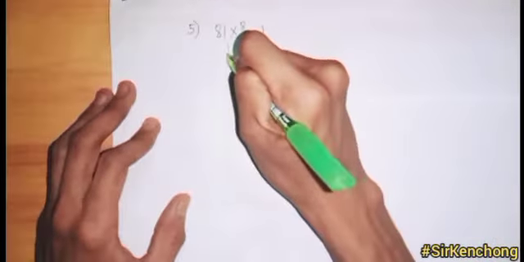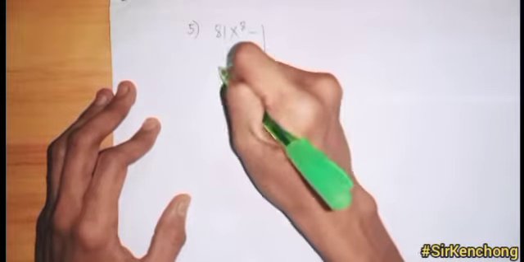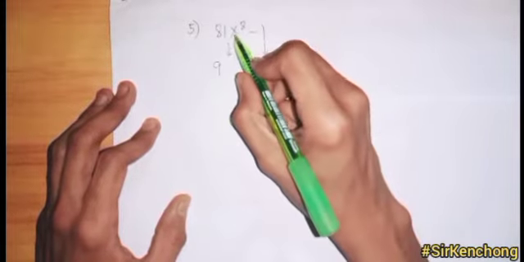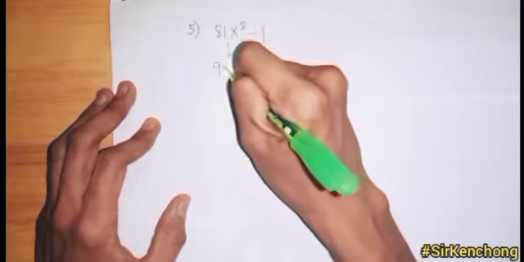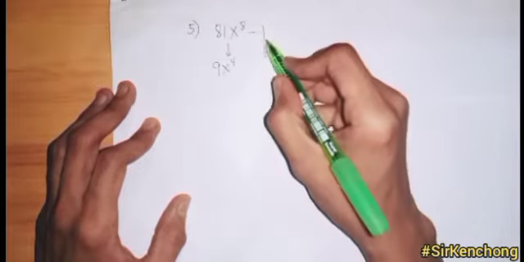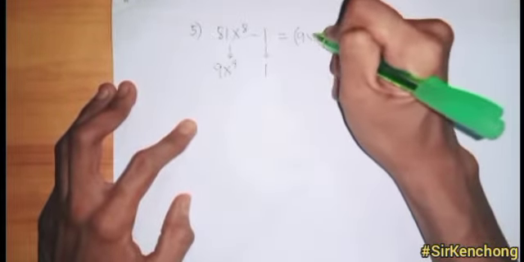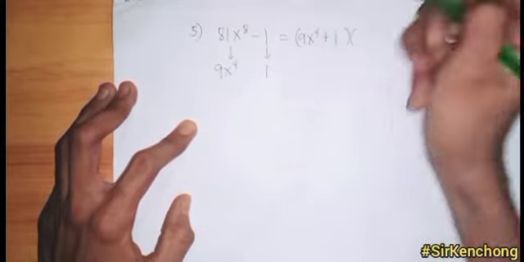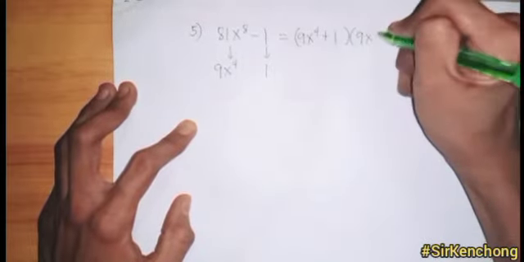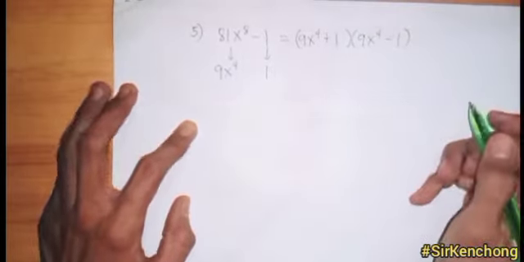Hanapin natin yung square roots ng bawat term. 81, ang square root niya ay 9. X to the 8, ang square root niya ay x to the 4th. 1 naman, ang square root niya ay 1. So, we write the product of the sum and difference ng dalawang square roots natin: 9x to the 4th plus 1 at 9x to the 4th minus 1.